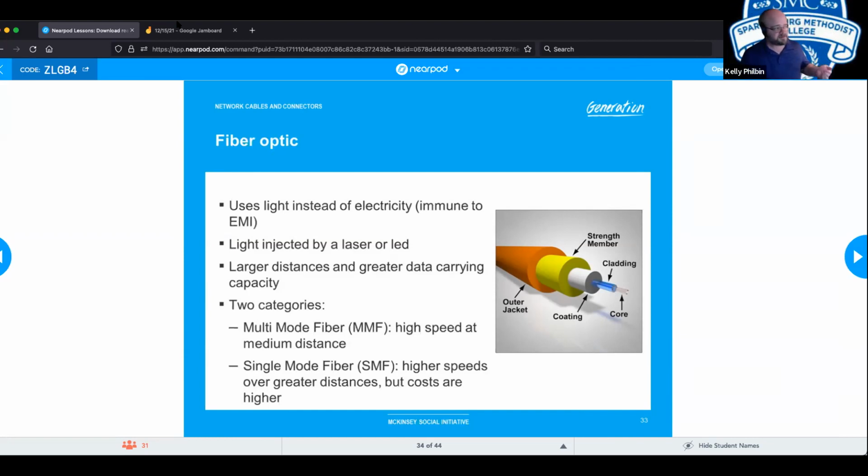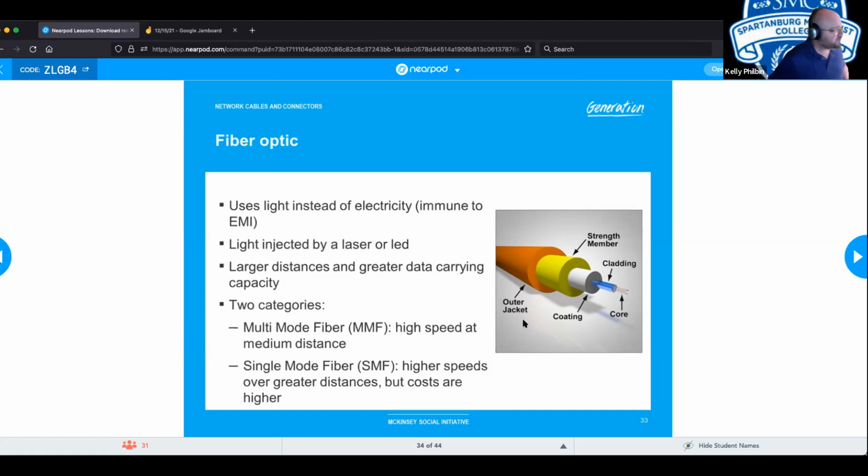You have MMF and SMF. Most fiber optics look about the same. You have the outer jacket. You have a piece that literally all it is there to do is to provide strength to that cable itself. You have the coating, and then there's an outer cladding, and then you have the optic core where the light would be transmitted down.